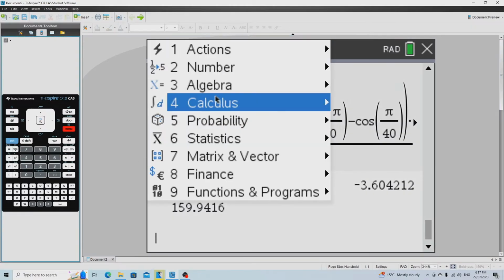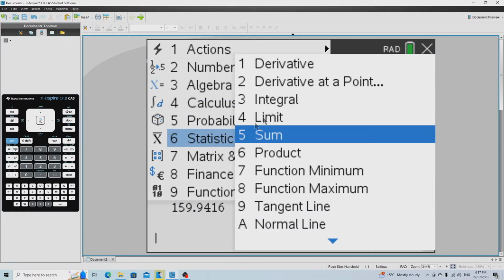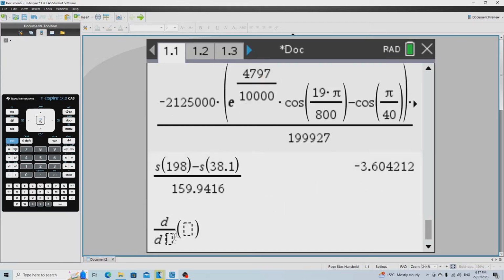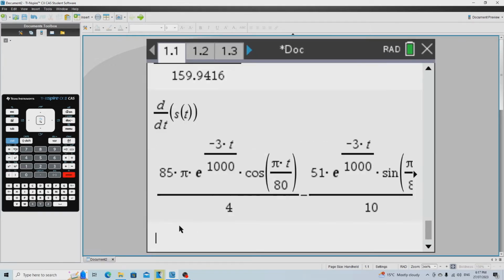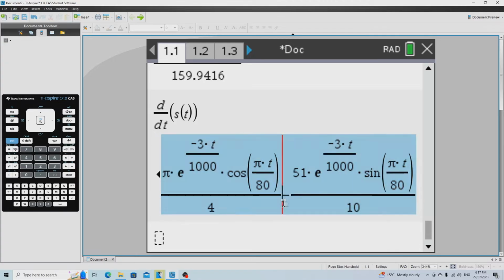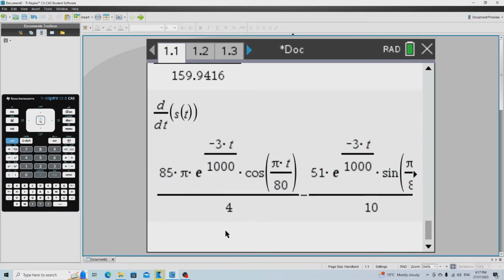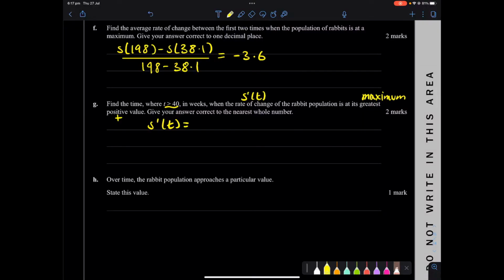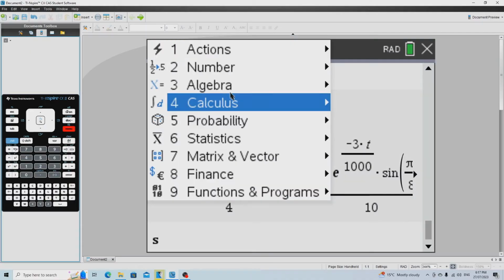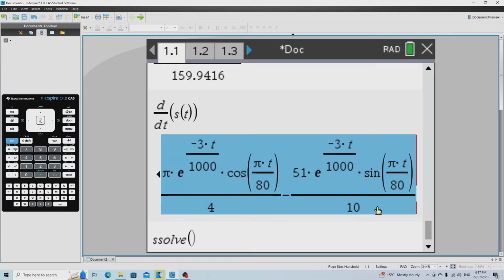So for that, I need to go on calculus. The derivative with respect to t of S t, and we get this ugly function. Yuck. Wait, find the greatest. I'm not going to type this in, I think it's quite useless to type that in. So what I'm thinking of is to set S dash on t equal to 0 and solve. Algebra, solve this.